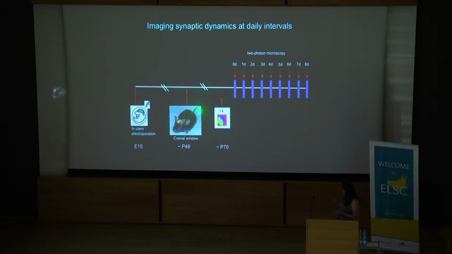After they recover from the surgeries, we use intrinsic signal imaging to map binocular visual cortex, and we pick cells specifically in this region. And then we monitor the same cells under a two-photon microscope every 24 hours for, in this case, 8 days at 24-hour intervals.